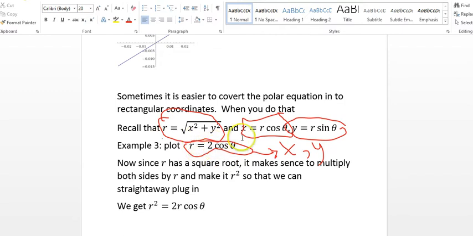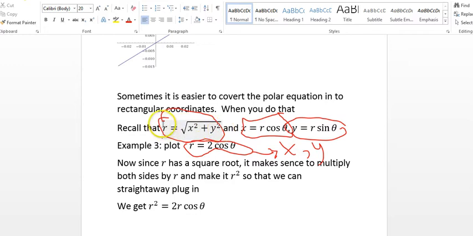Okay, how do you convert this into x and y? Now r is equal to the square root of x squared plus y squared. So one way out would be to put the square root of x squared plus y squared right up here. But that's kind of messy because we don't really want to put a radical in an equation unless we can avoid it. So how do you avoid this radical? One way to avoid the radical would be to square both sides.